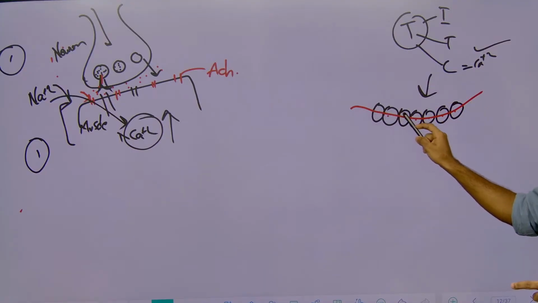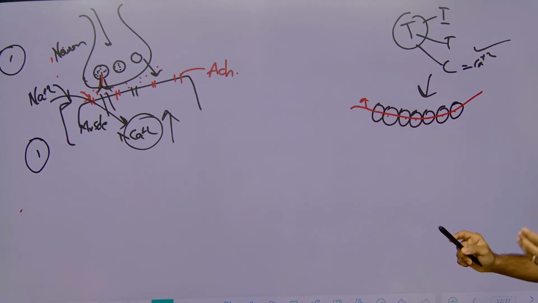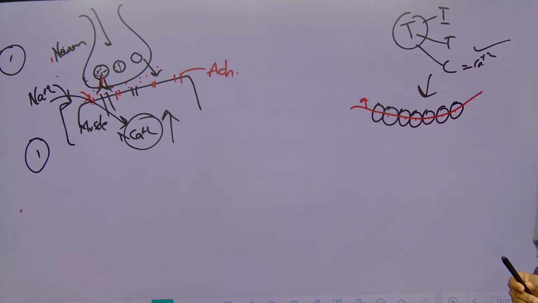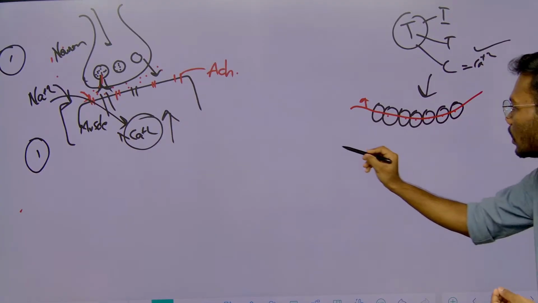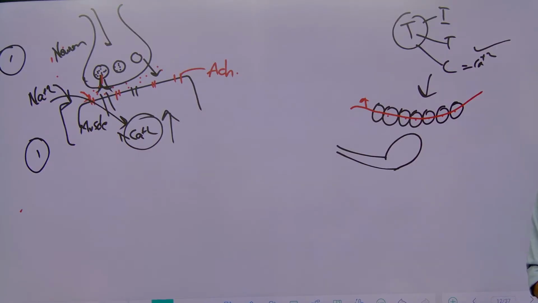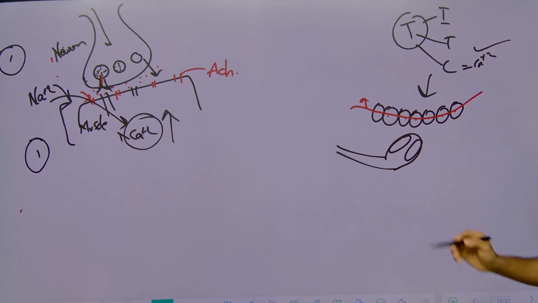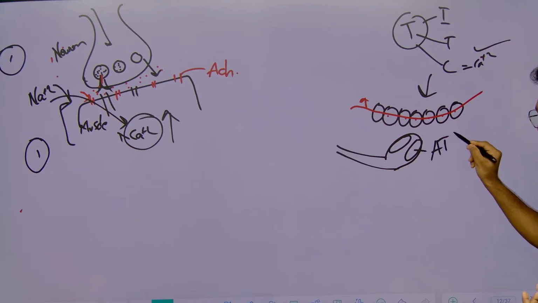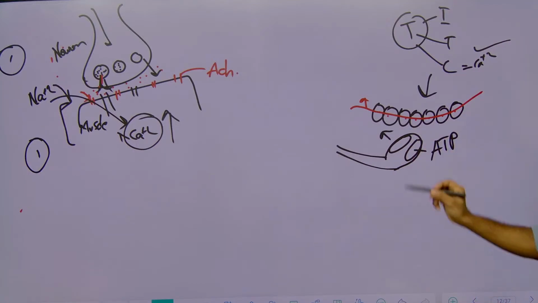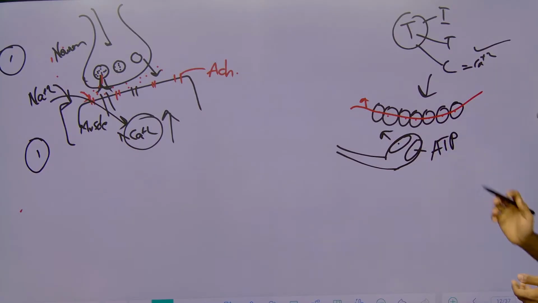The tropomyosin moves forward or moves aside. Then all these active sites are visible. Here we have something called myosin. This myosin has two regions, two binding sites. One is for ATP, another is for the actin binding site. So here it is the myosin binding site, here it is the actin binding site, and here it is the ATP binding site.